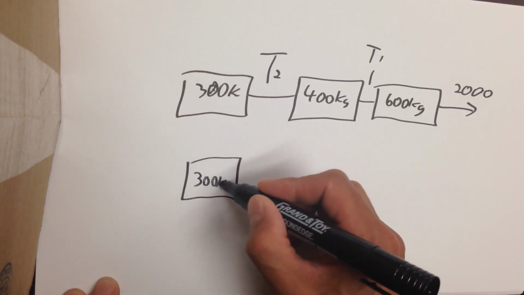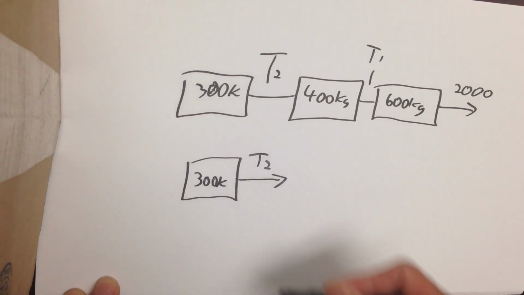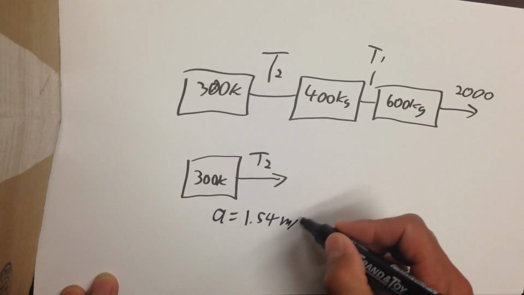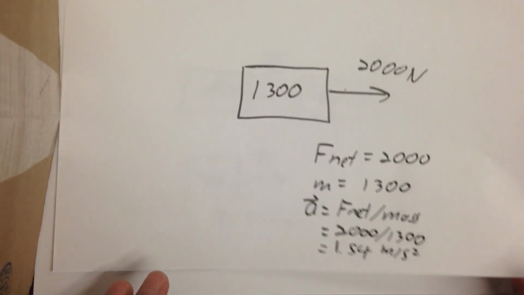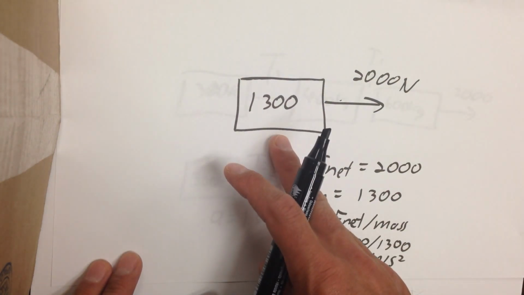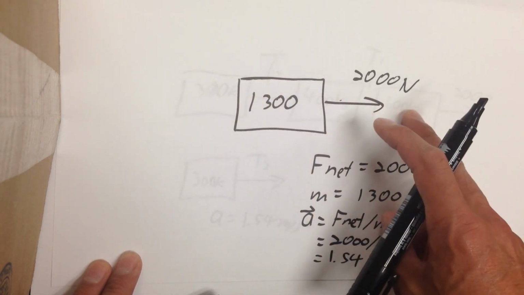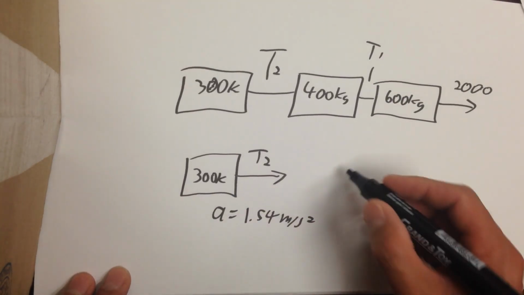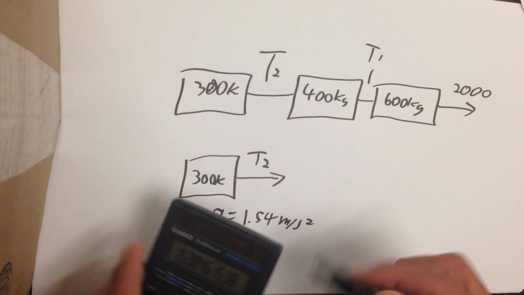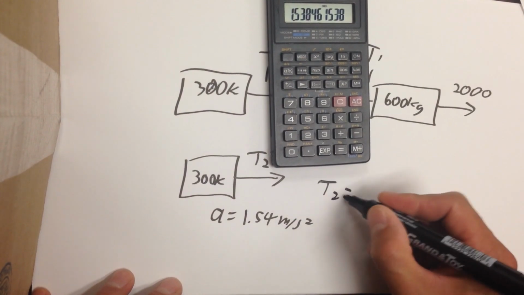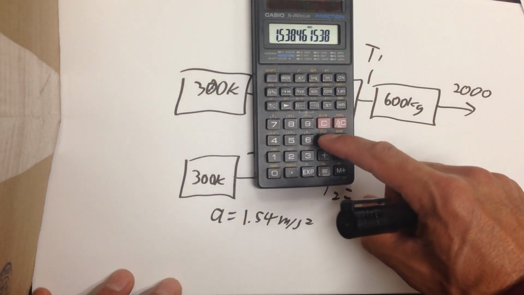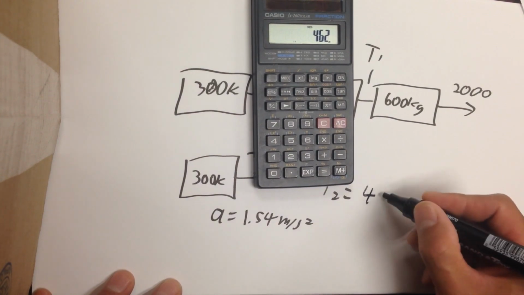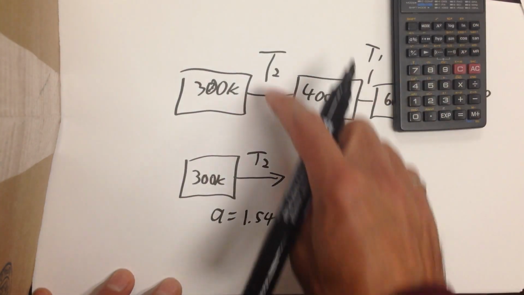We've got 300 kilograms being pulled forward by T2. And we know the acceleration to be 1.54 meters per second squared. Remember, we found the acceleration by standing back, considering the whole system as a single block, taking its total mass and the total net force acting upon it. So given this acceleration and this mass, Newton's second law is force is equal to mass times acceleration. So that makes our tension T2 equal to 1.54 times 300. So the tension is 462 newtons. That's our tension here.